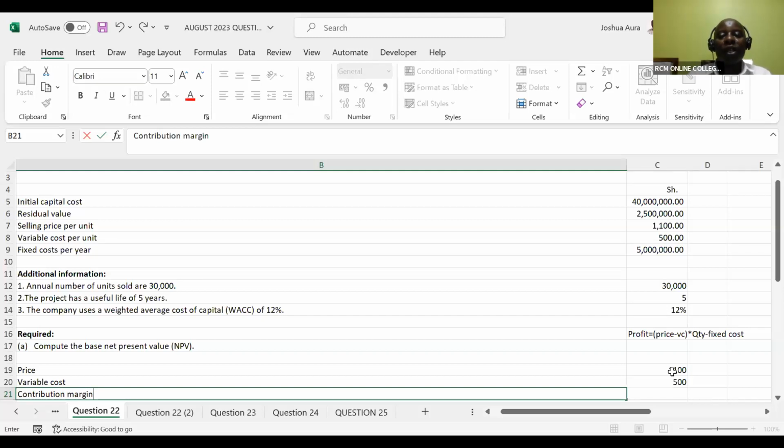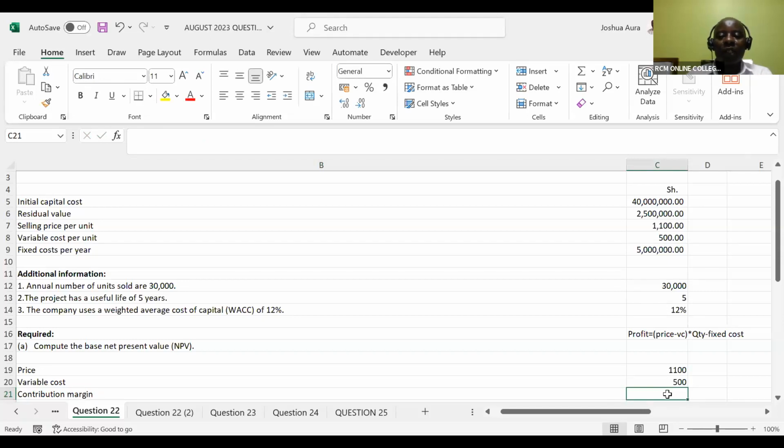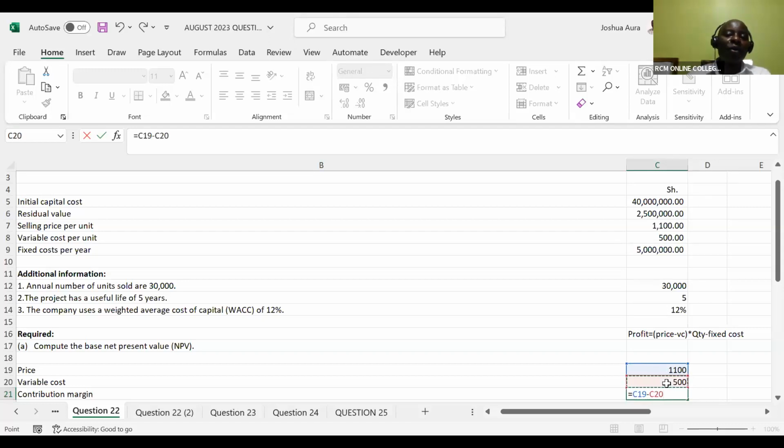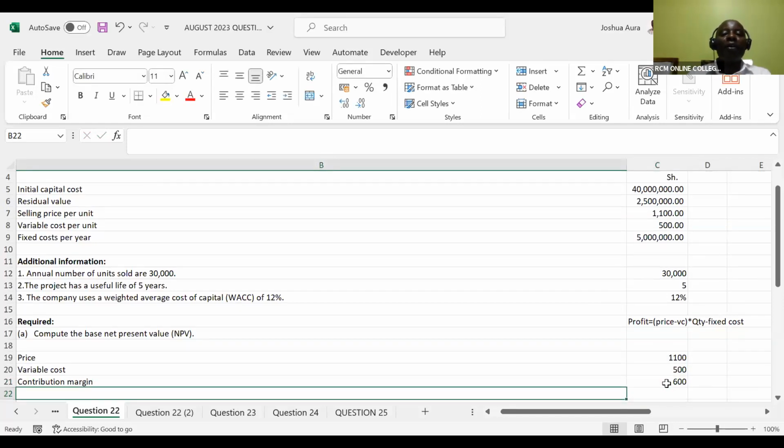Thank you so much. They're telling me, Mwalimu, simply come and say tab there. And then you say equals, you pick the selling price minus the variable cost. Enter. Now, I've been able to get, ladies and gentlemen, the contribution margin. Contribution margin is the same as contribution per unit.